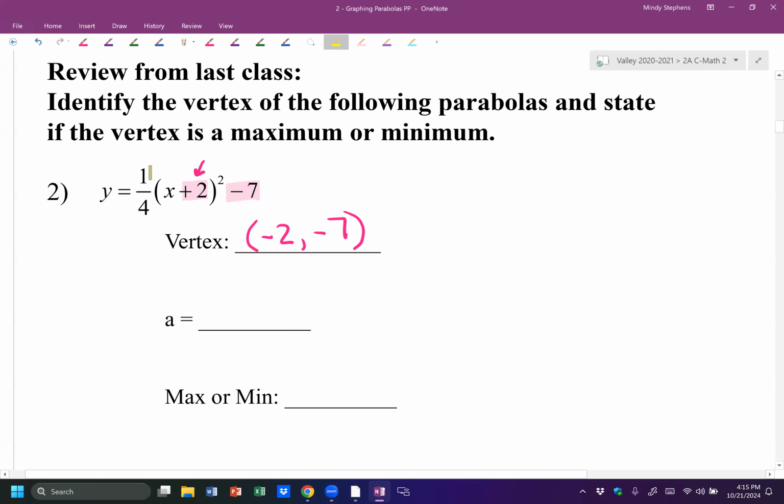The number in front, 1/4, is A. It does not matter what the number is. All I care about is that it's a positive number. 1/4 is positive, which means the parabola is pointing up, which means my vertex is at the bottom, so I'm going to have a minimum. Remember, the minimum is when it's at the bottom, the maximum is when it's at the top. So that was a review from last time.